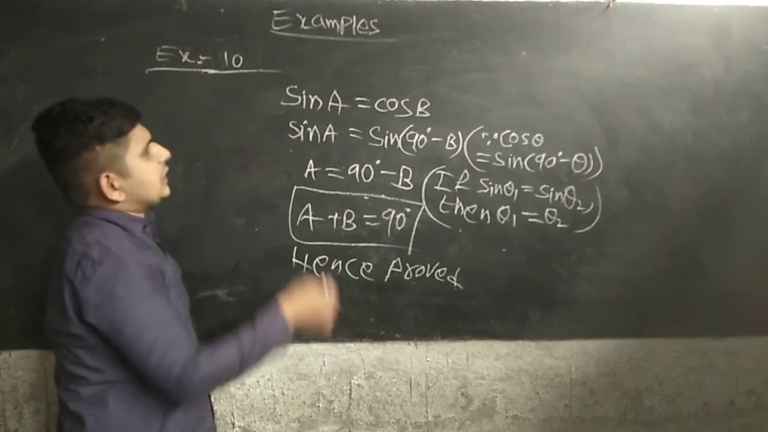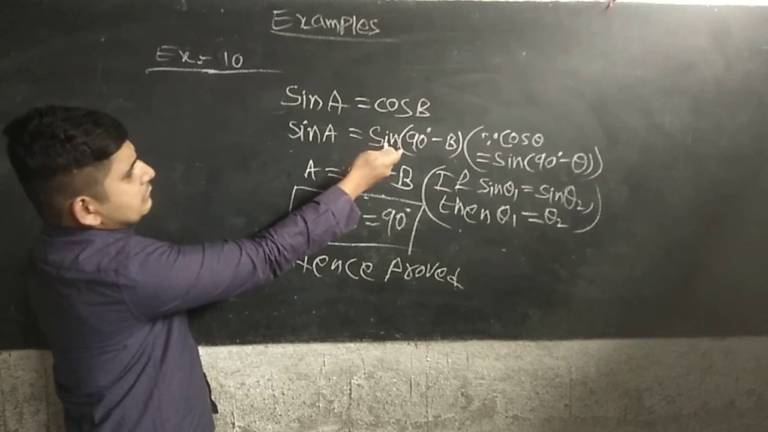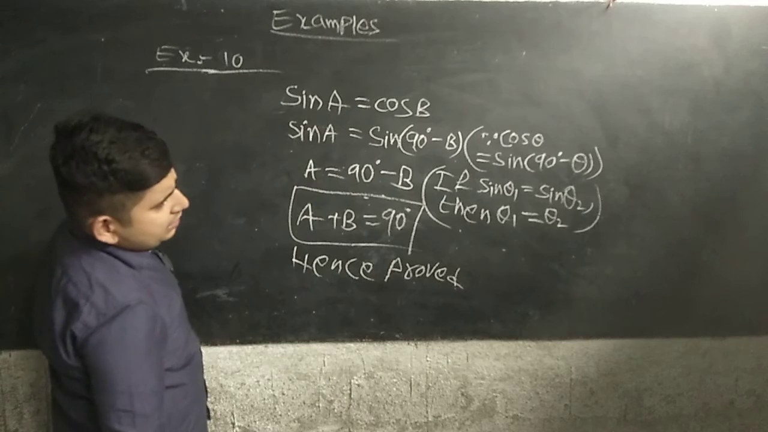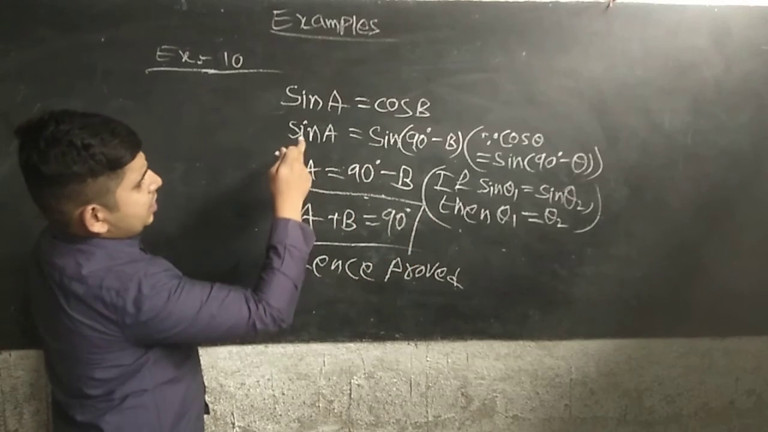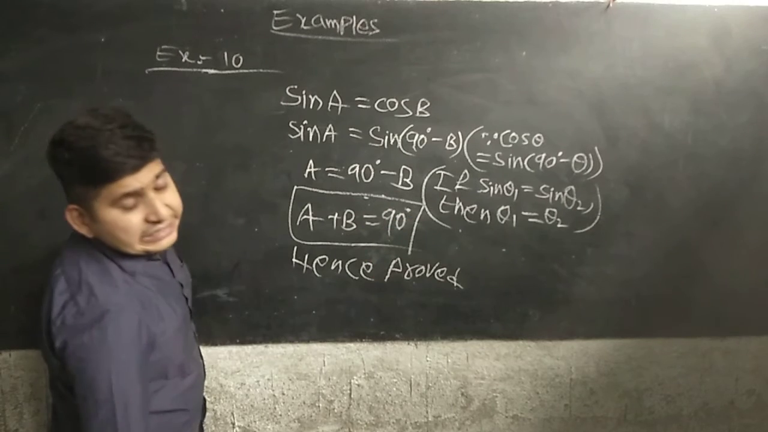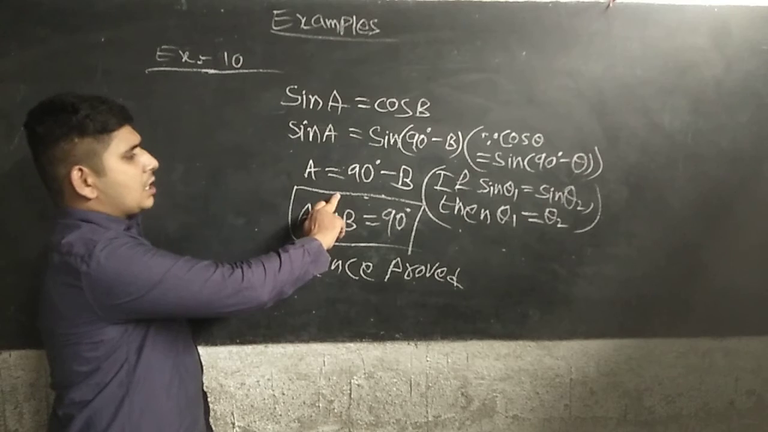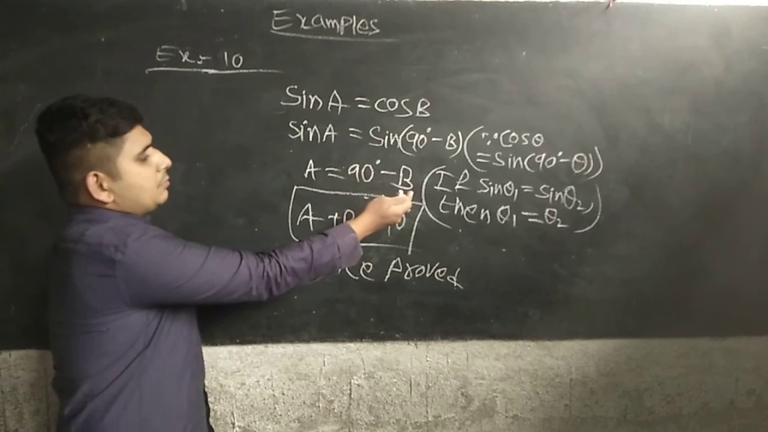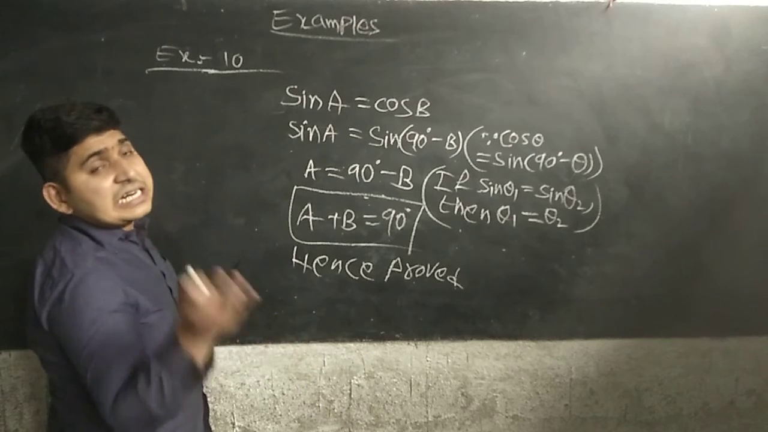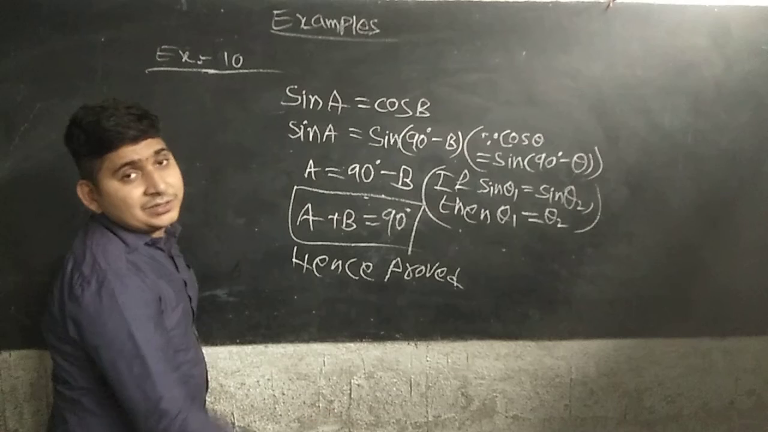Now this is your example number 10. We are taking cos theta in terms of sin: cos theta equals sin(90 minus theta). So sin A equals sin(90 degrees minus b). If sin theta 1 equals sin theta 2, then theta 1 equals theta 2. So A equals 90 degrees minus b. Now bring the b value to the left hand side. So A plus B equals 90 degrees. This is your example number 10.